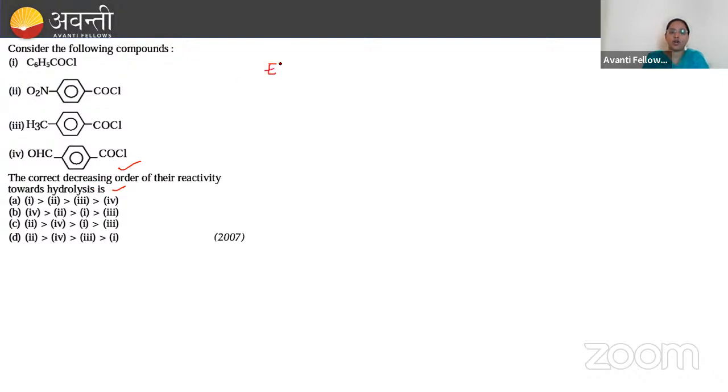We know that the one on which an electron withdrawing group is present will undergo hydrolysis more easily. So here this is benzoyl chloride. Benzene is there. Here COCl is there, COCl, COCl, this is common. Here NO2, which is an electron withdrawing group. Here CH3, which is donating. Then CHO, which is what? Is this electron withdrawing or donating?